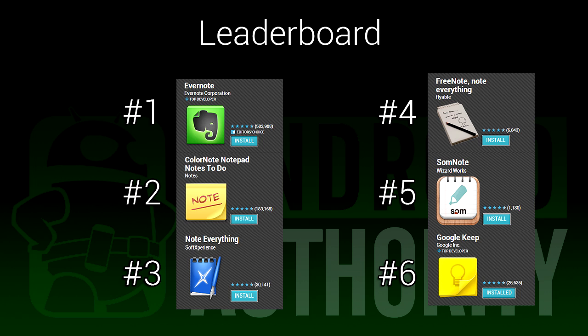If you'd like to check out any of these apps, we've added the links for them below. Really though, it's about finding the best note-taking app for you. So if there's a good one that we forgot, feel free to let us know in the comments.